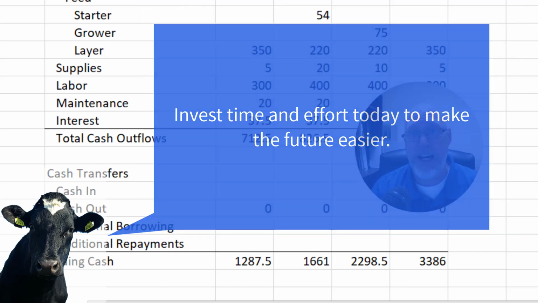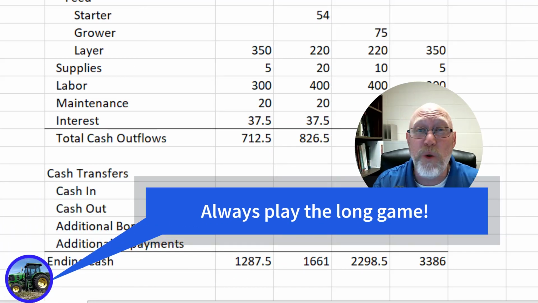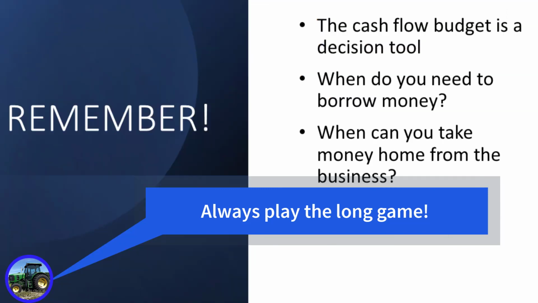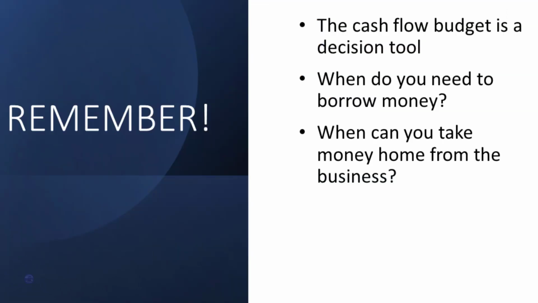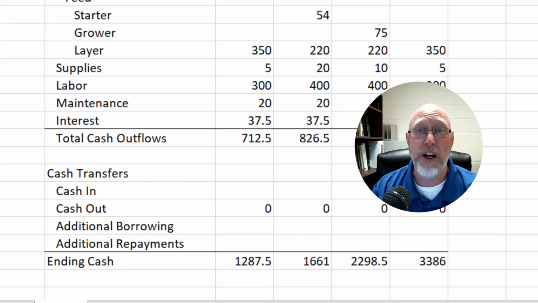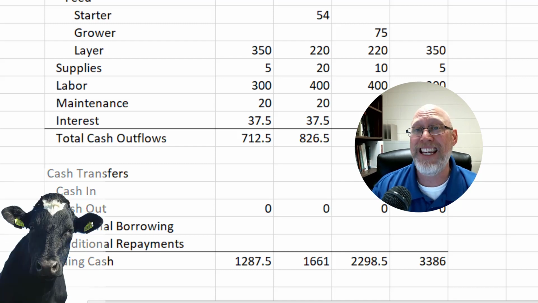It's going to take a lot of time, and it's got to do a couple of years really to get it down to a science where it's operating smoothly. What I want you to remember about the cash flow budget is it is a decision tool. It's there to help you understand when you need to borrow money. Your business has to cash flow, meaning you have to have enough money on hand to cover expenses. And if you don't have enough money on hand to cover expenses, you got to borrow that money or bring money into the business.